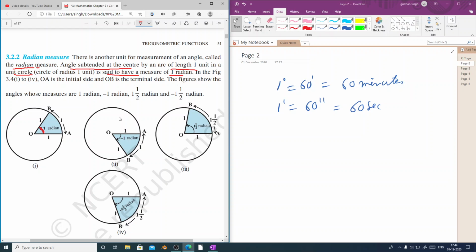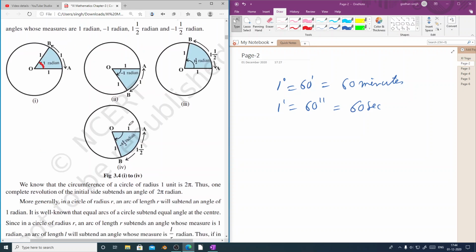So the angle subtended by an arc of length 1 in a circle whose radius is 1 is known as 1 radian. Minus 1 radian is simply moving downwards, moving clockwise. Whenever the angle is positive we are moving anti-clockwise, whenever the angle is negative we are moving clockwise. So here the rotation is anti-clockwise, so it is positive, and here it is negative, so the rotation is clockwise. This is how we have moved.